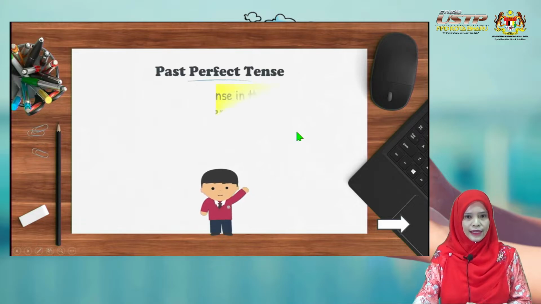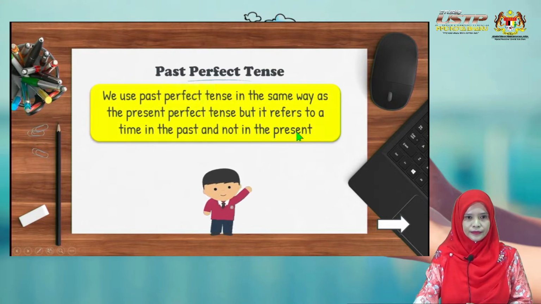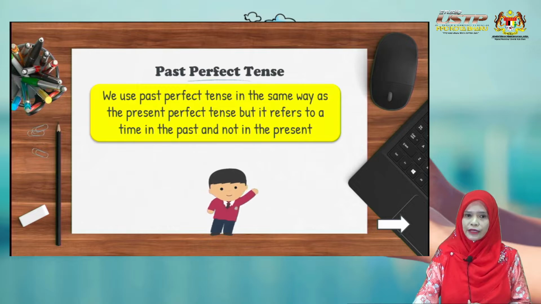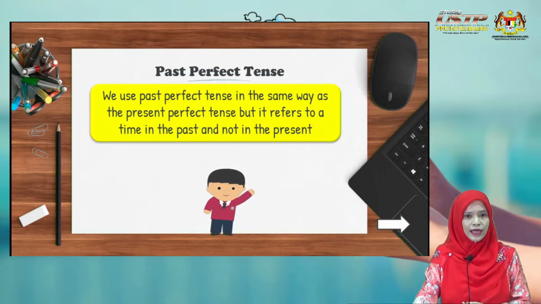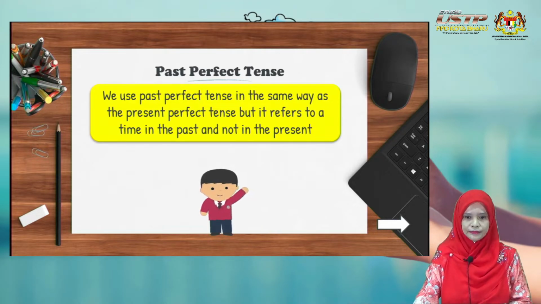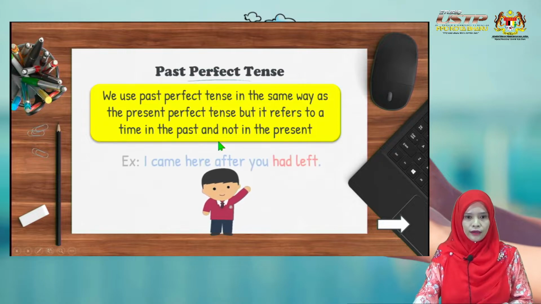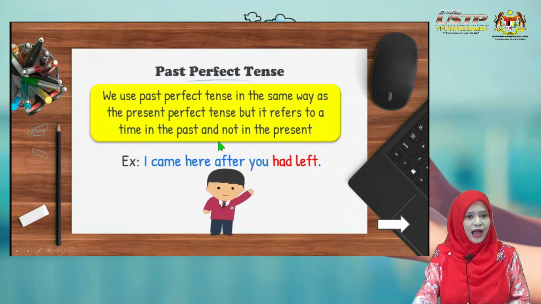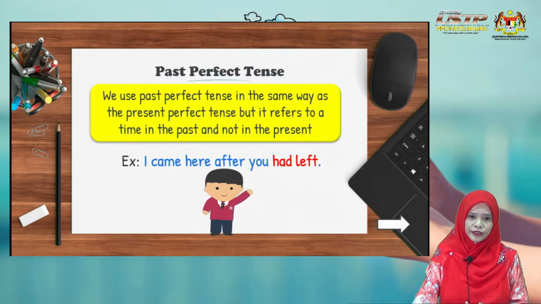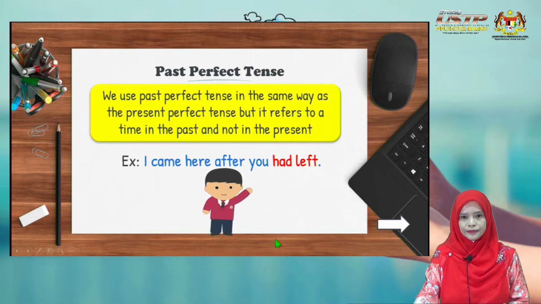Past perfect tense. We use past perfect tense in the same way as the present perfect tense, but it refers to a time in the past and not in the present. Example, I came here after you had left.